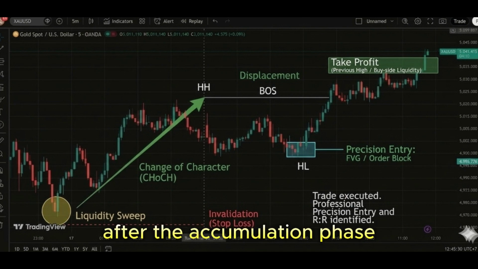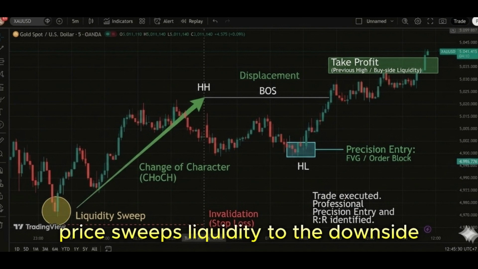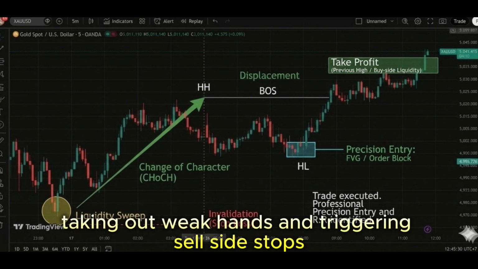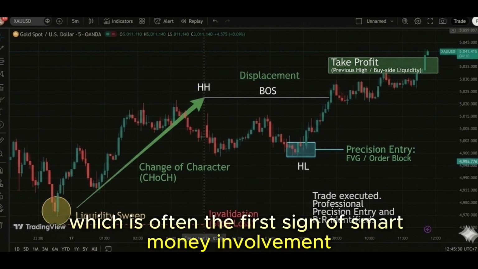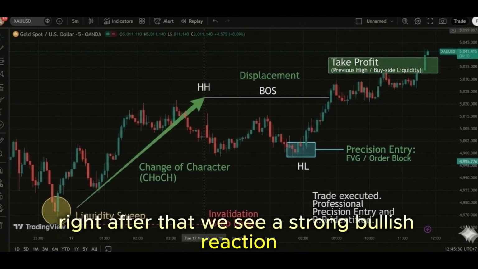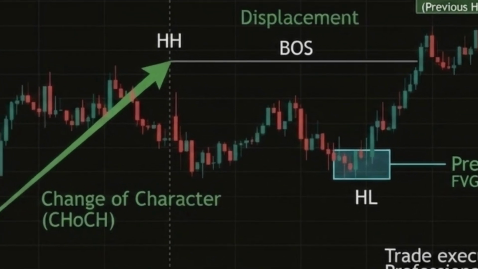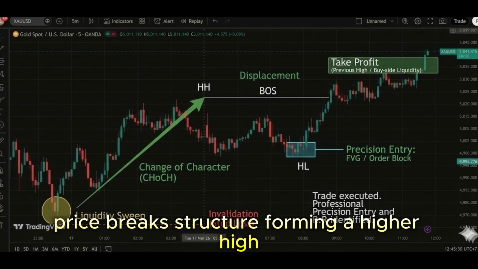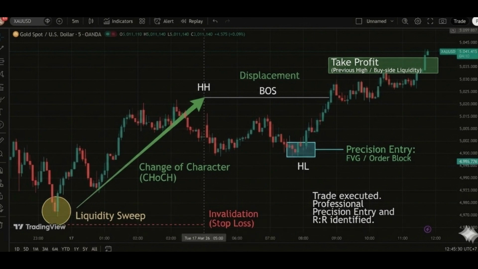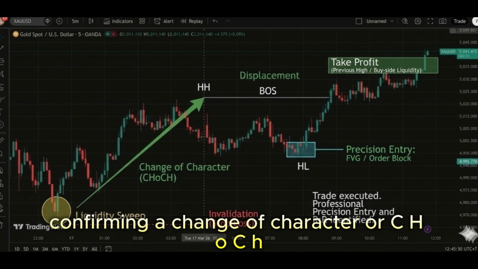After the accumulation phase, price sweeps liquidity to the downside, taking out weak hands and triggering sell-side stops. This move creates a liquidity sweep, which is often the first sign of smart money involvement. Right after that, we see a strong bullish reaction. And this is where the market shifts character. Price breaks structure, forming a higher high, confirming a change of character, or CHoCH.